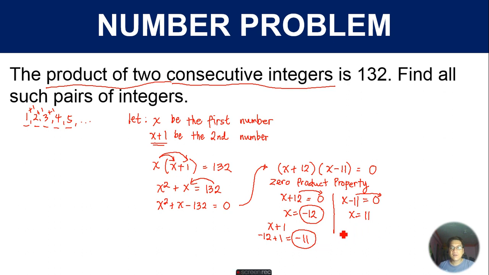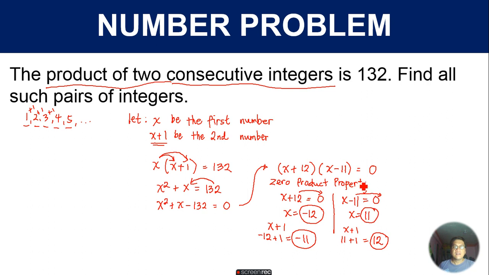Now, for the other value of x, we have x is equal to 11. So, that will be your first number. Now, what do we do again to get the second number? We add. So, x plus 1. The value of x is 11, so 11 plus 1 is equal to 12. So, this is your first number, positive 11, and this is your second number, positive 12.